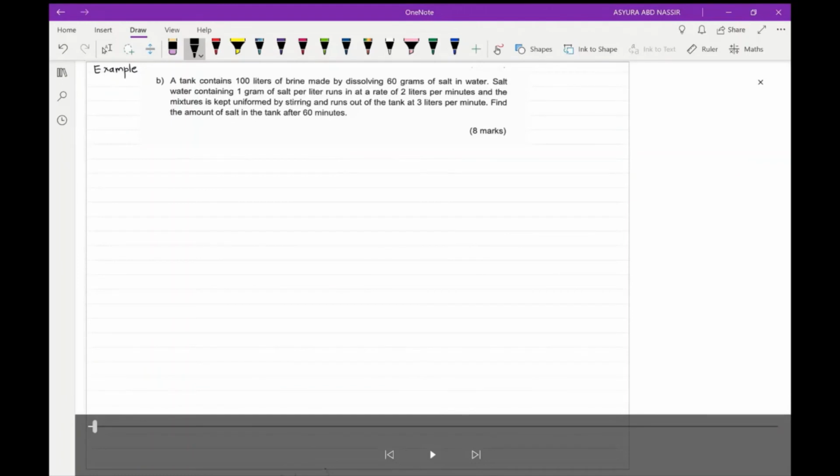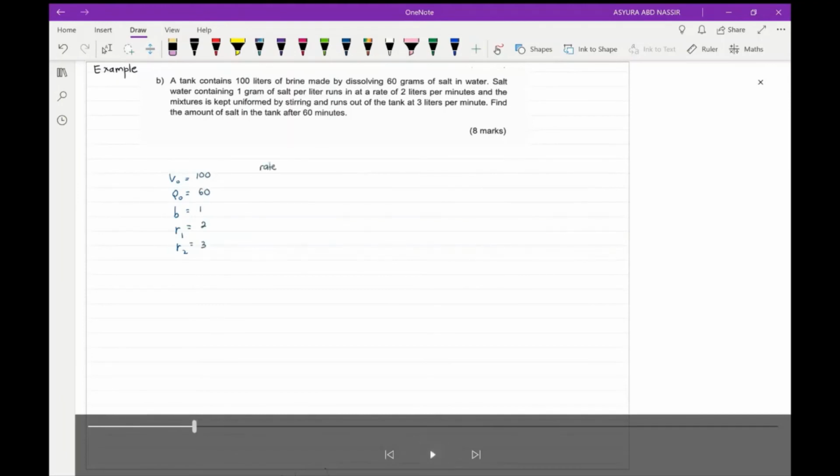Okay, next example. A tank contains 100 liters of brine made by dissolving 60 grams of salt in water. Salt water containing 1 gram of salt per liter runs in at a rate of 2 liters per minute, and the mixture is kept uniform by stirring and runs out of the tank at 3 liters per minute. Find the amount of salt in the tank after 60 minutes. Firstly, you will list out 5 terms that you need to find: V naught, Q naught, B, R1 and R2.